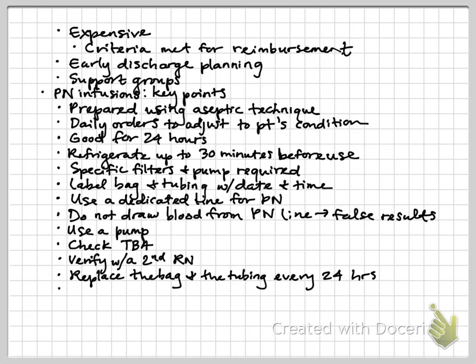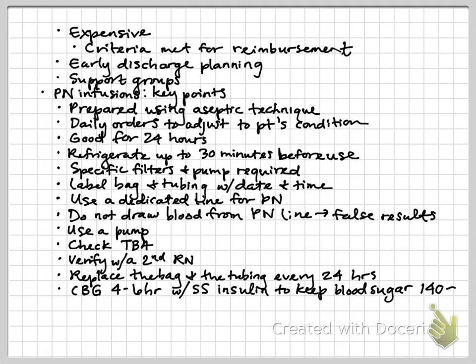Like I said earlier, we take capillary blood glucose levels every 4 to 6 hours with a sliding scale, SS insulin, to keep blood sugar between 140 and 180 milligrams per deciliter, because these patients are in a healing mode, so they need a little more sugar than normal.